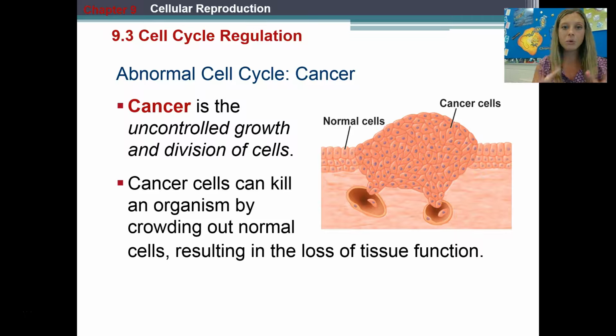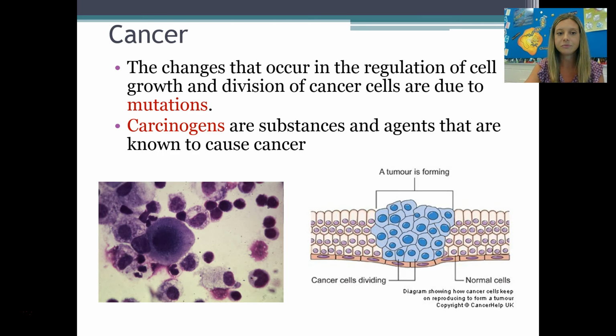Now, growing more of the same cells isn't necessarily the problem. The problem is that those cells, those cancerous cells that are reproducing, your body is going to supply those cells with nutrients and food, which means they're not supplying the normal functioning cells with the nutrients and food that they need. That is the problem, that your body is supplying cancerous cells that can now crowd out the normal cells, resulting in a loss of tissue function.